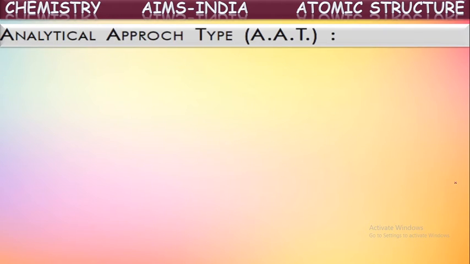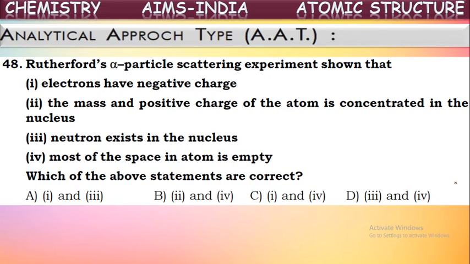Next. Analytical approach type questions. Rutherford's alpha ray scattering experiment showed that. So what are the points shown in the Rutherford's alpha ray scattering experiment? First one is electrons have negative charge. Is it correct? Of course, electrons are having negative charge, but it is not shown or proved in the alpha ray scattering experiment. So this is not correct.